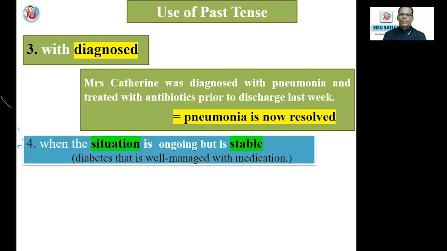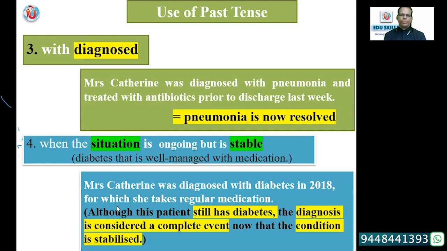Then fourth one, when the situation is ongoing but is stable. Even if there is a situation or connection to the present, but if it is stable, like diabetes that is well managed with the medication, though it is continuing in the present, still you can use past tense because the situation was diagnosed, treated, and it is stable with the medication. For example, Mrs. Catherine was diagnosed with diabetes in 2018, for which she takes regular medication. Although this patient still has diabetes, the diagnosis is considered a complete event now that the condition is stabilized. When the condition is stable, you can use simple past tense.